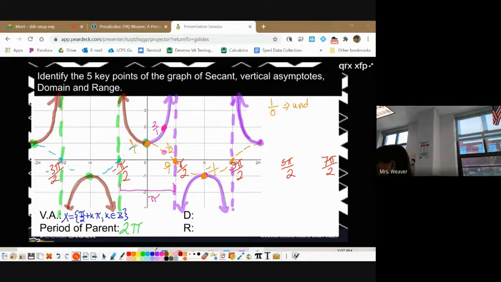Okay, we need to describe the domain of secant, okay? So secant goes forever and ever in both directions, so it's almost all real numbers. So we're going to say all real numbers such that x does not equal, we have this infinite set of asymptotes that we have to pull out. So it's all real numbers such that x does not equal, and this is where you just match your notation that you used for defining the vertical asymptotes. So x does not equal pi over 2 plus k pi, where k is an element of the integers.